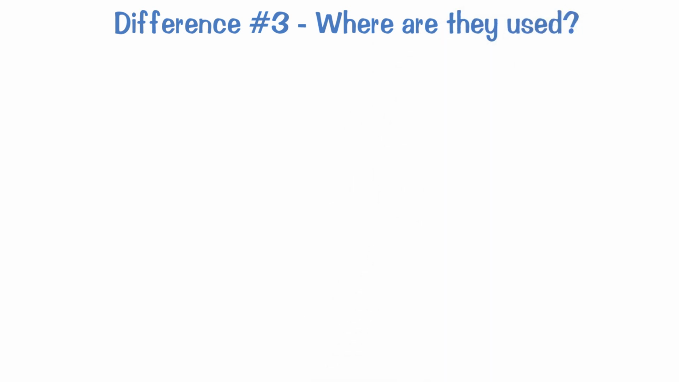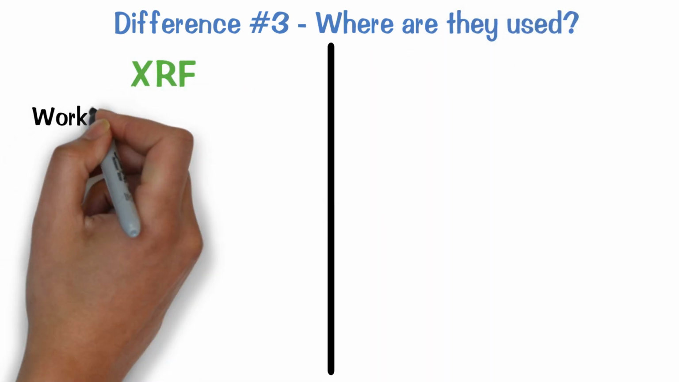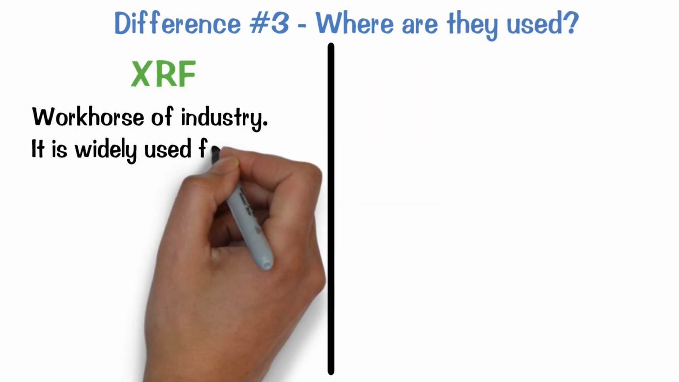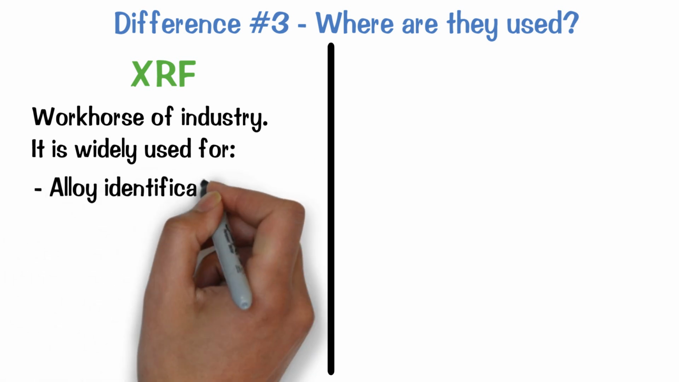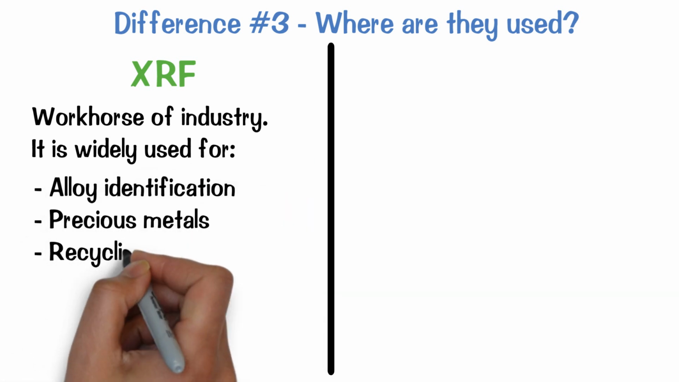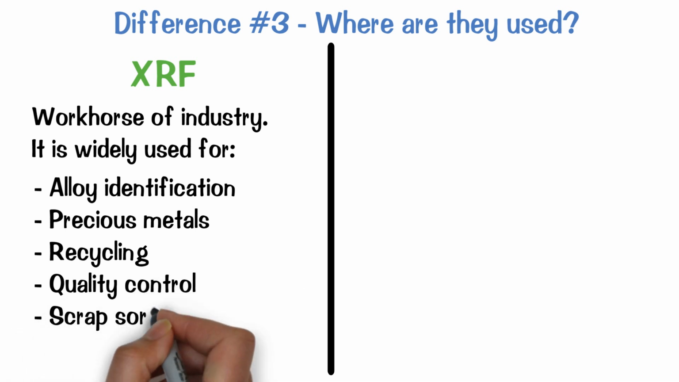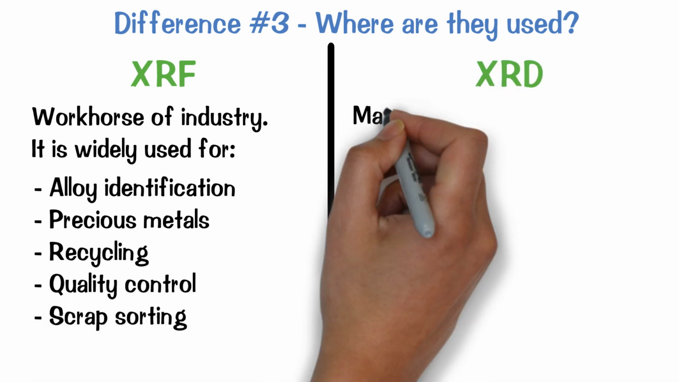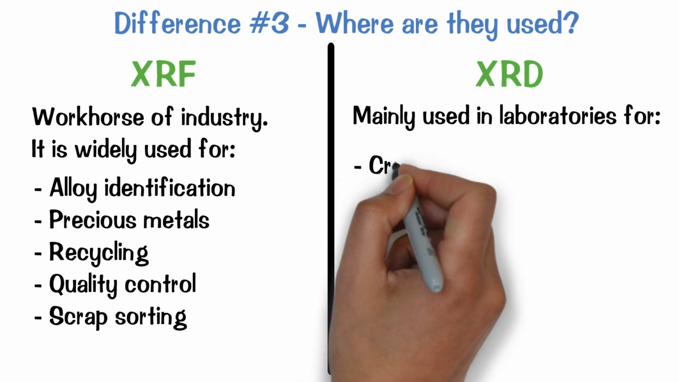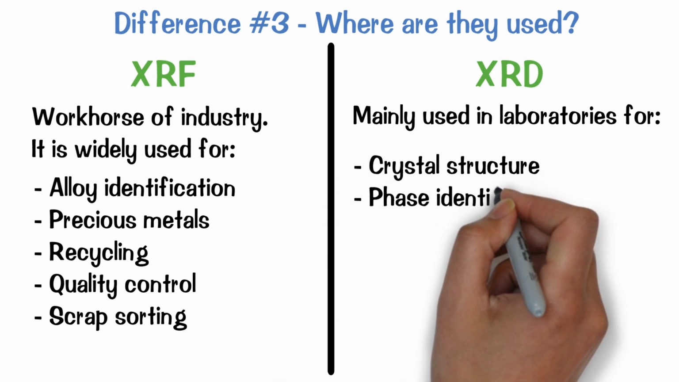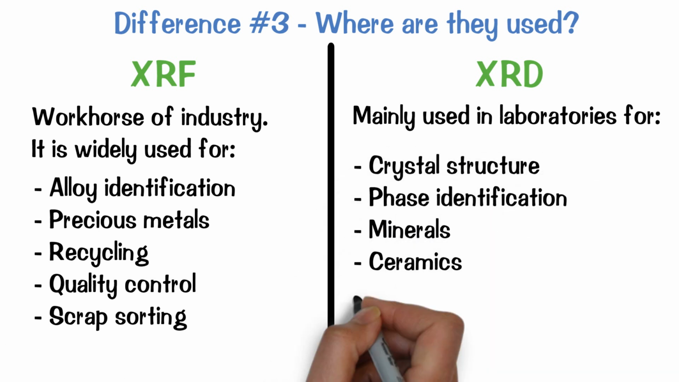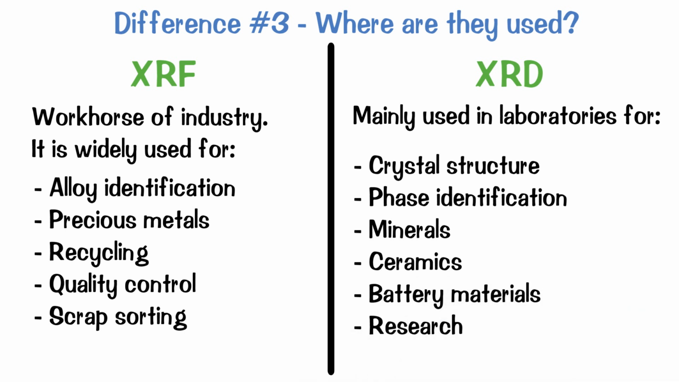Difference number 3. Where do they use? XRF is the workhorse of industry. It is widely used for alloy identification, precious metals, recycling, quality control, scrap sorting. XRD is mainly used in laboratories for crystal structure, phase identification, minerals, ceramics, battery materials, and research.